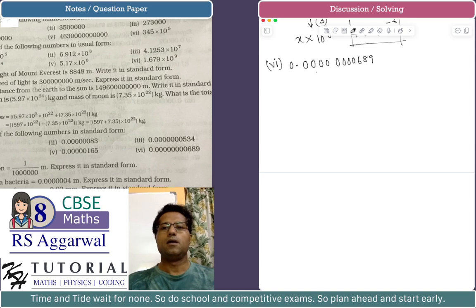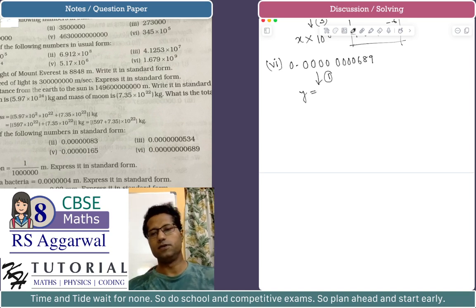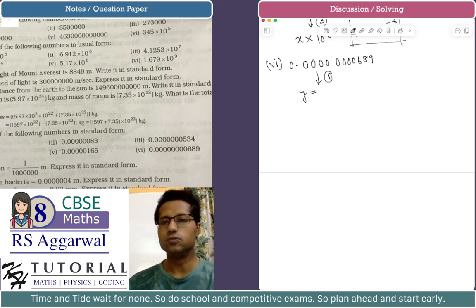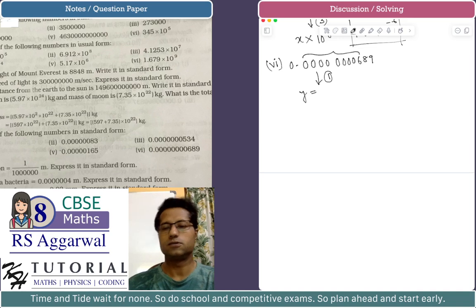Fine. After step 1, I will find y. What is y? The number of digits to the right hand side of the decimal point up to the first non-zero digit, and those digits are up to 6. So I have 8 zeros after the decimal point and then the 6, that is y is 9.